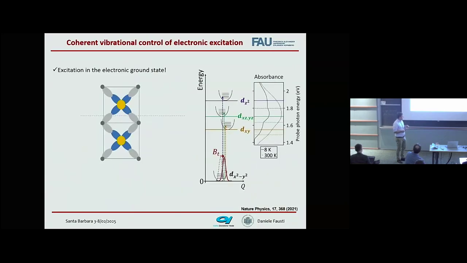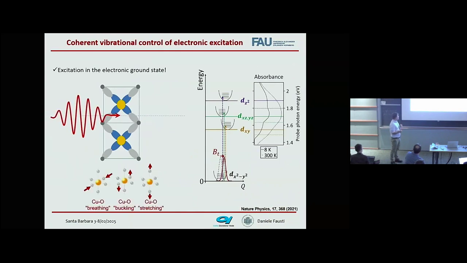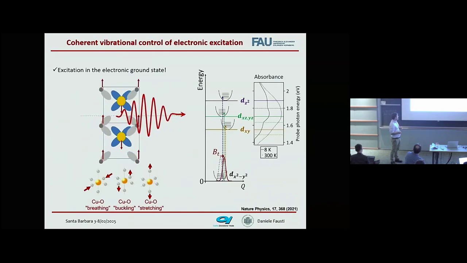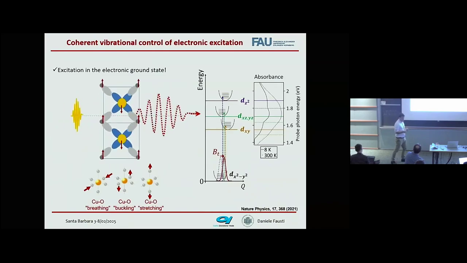And I will use this to explain the kind of experiment that we do. This is the experiment that you will hear also from other speakers during the week. The idea is that we want to resonantly drive some vibrational excitation and look at how these vibrational excitations affect the electronic properties of a system.